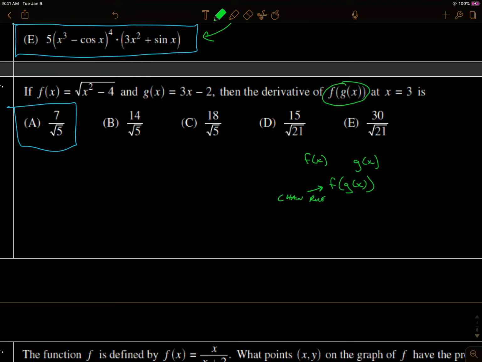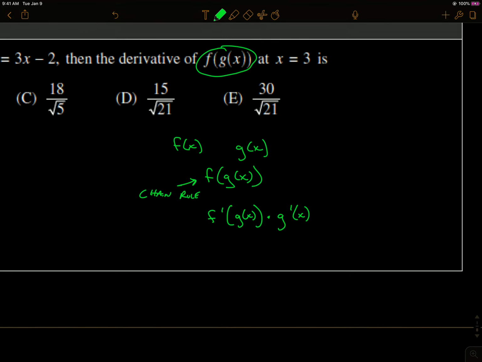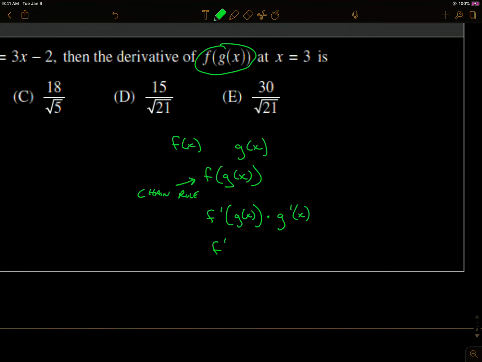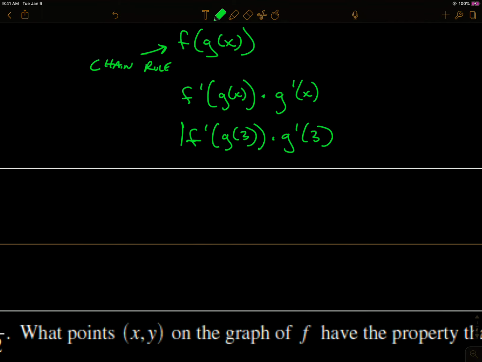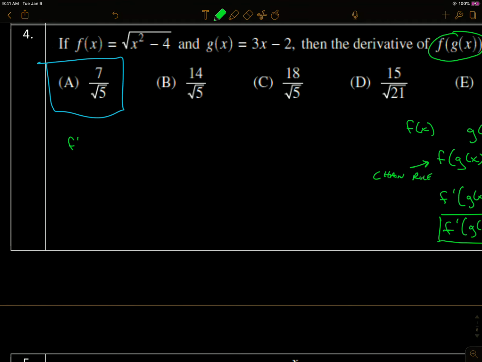Chain rule says take the derivative of the outer function, recopy the inner, then times the derivative of the inner. Now we want to find the derivative at x equals 3. All right, so that is what we're going to evaluate. So we've got our f and our g over here.